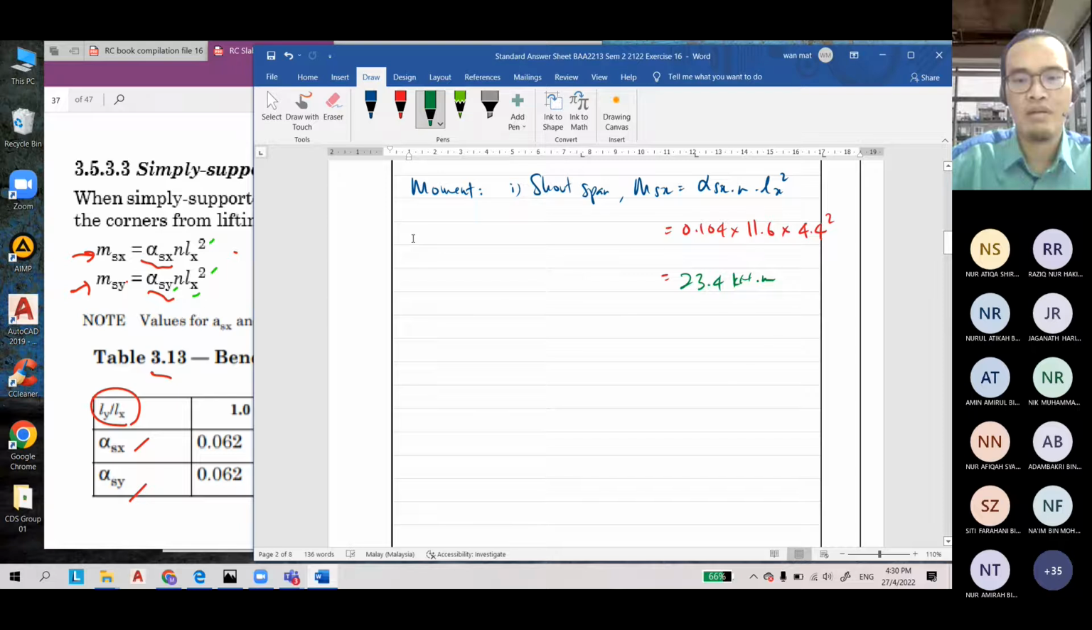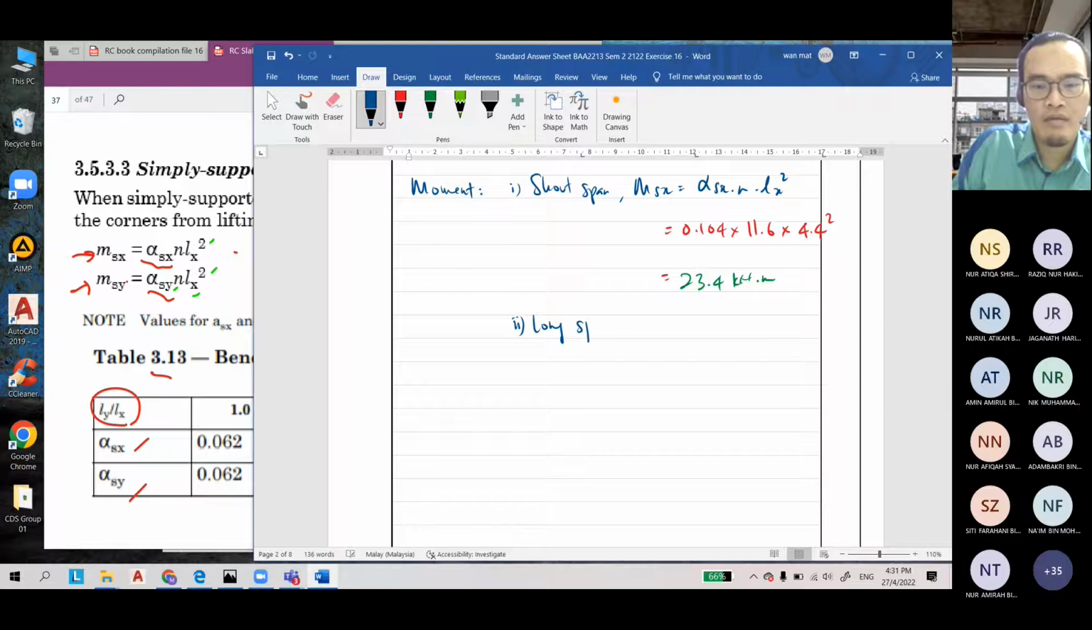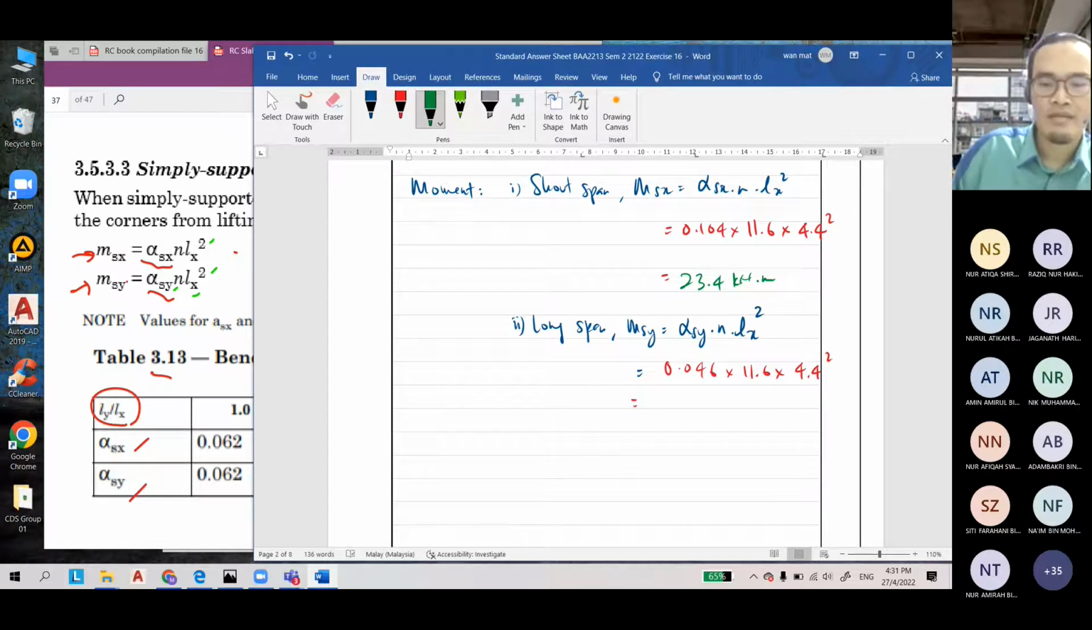So how about the long span? For the long span, you refer to the equation MSy is equal to alpha Sy times N times Lx square. Always use Lx, don't confuse. So equal to 0.046 times 11.6 times 4.4 square. Any answer? 10.3. Okay, thank you. 10.3 kilonewton meter.